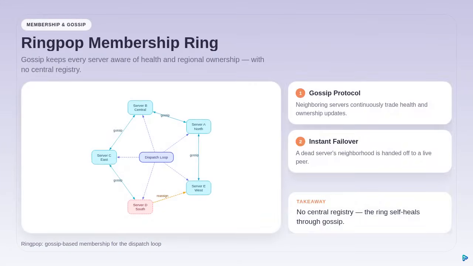The dispatch loop uses a technology called ringpop, a gossip protocol-based membership system. It allows the dispatcher to know which servers are healthy and which ones are responsible for which geographic area. This ensures that even if a server dies, the matching process for a neighborhood can be quickly reassigned without a central bottleneck.